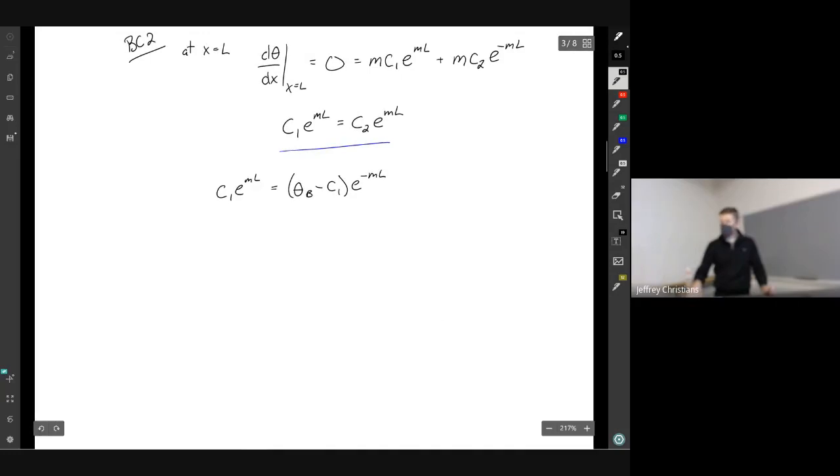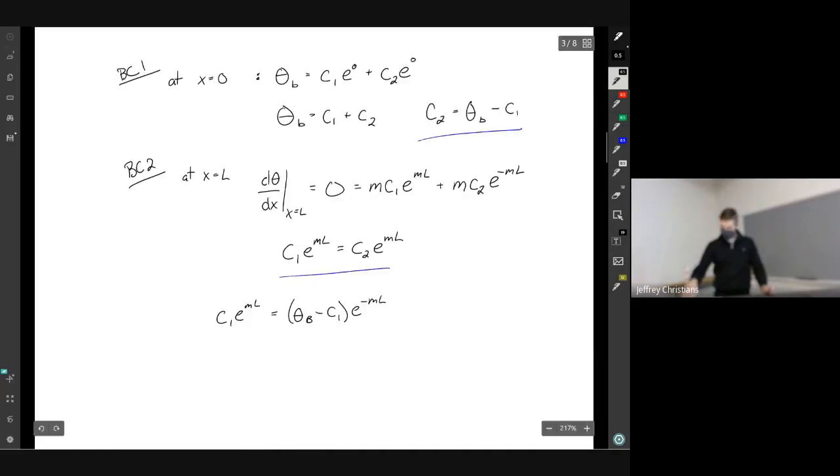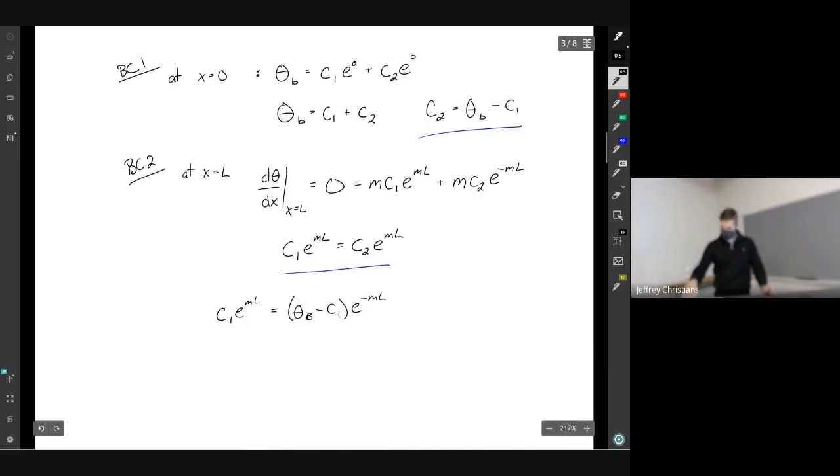Supposed to be C1 e to the ml equals C2 e to the minus ml. Yeah, that's supposed to be a minus. You're right. So we get this kind of mirror solution where you have an e to the ml and e to the minus ml. You get both of the exponential terms.